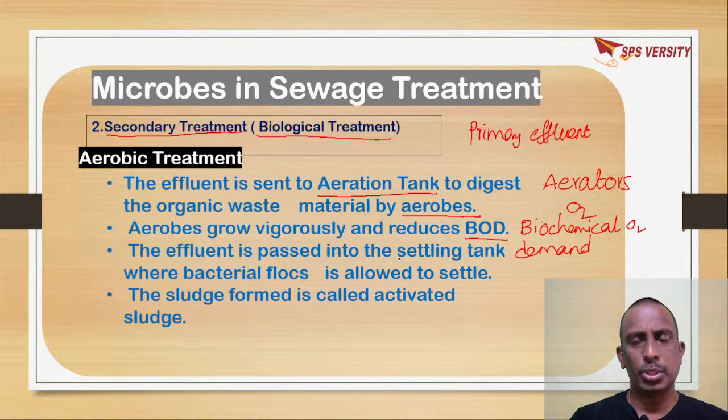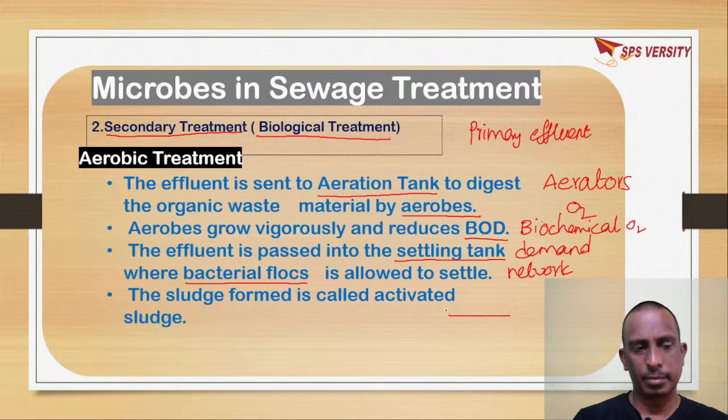Then it is sent to the settling tank, where there are bacterial and fungal flocks. That means the network of the bacteria and fungi is called flocks. These bacteria and fungi, which digest the organic matter, when they pass to the settling tank, get settled at the bottom of the tank. This is called activated sludge.